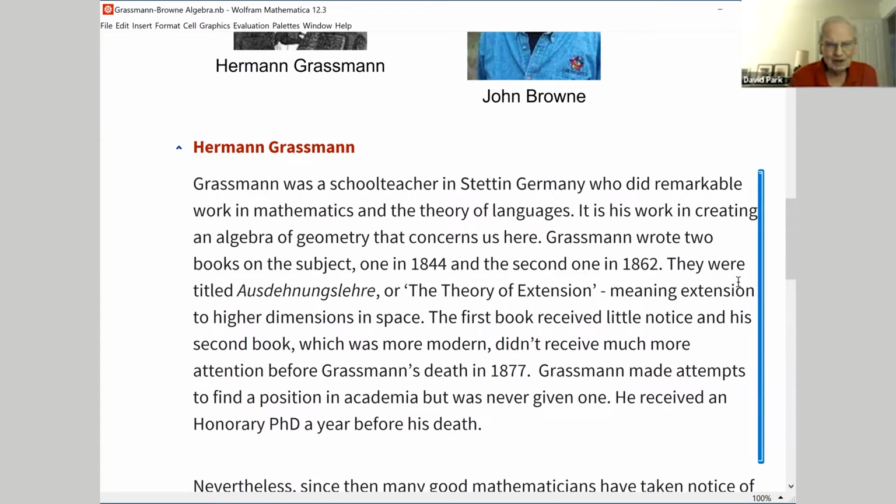Grassmann wrote two books on the subject, one in 1844 and the second one in 1862. They were titled Ausdehnungslehre, or the theory of extension, meaning extension to higher dimensions in space. The first book received little notice, and the second book, which was more modern, didn't receive much more attention. Before Grassmann's death in 1877, Grassmann made attempts to find a position in academia, but was never given one. He received an honorary PhD a year before his death.